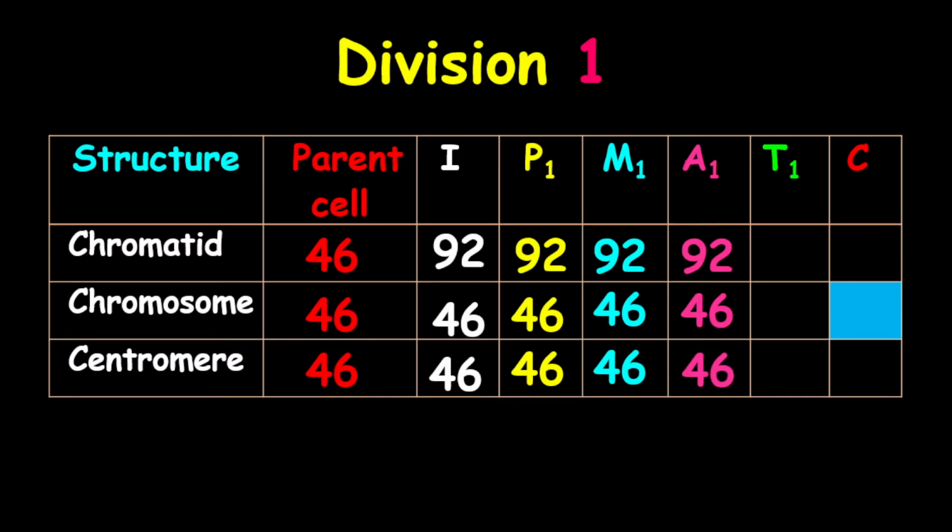In the telophase, the only thing that will happen here is that the nuclear membrane will reform while a cleavage furrow forms. So therefore the number of chromatids, chromosomes, and centromeres remain the same. Now what will happen in our cytokinesis is that these numbers in the telophase will divide by 2. So therefore our 92 will divide into 46. Our 46 chromosomes will divide into 23. And therefore we will also result in 23 centromeres.